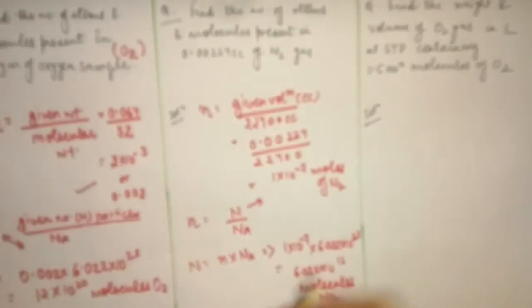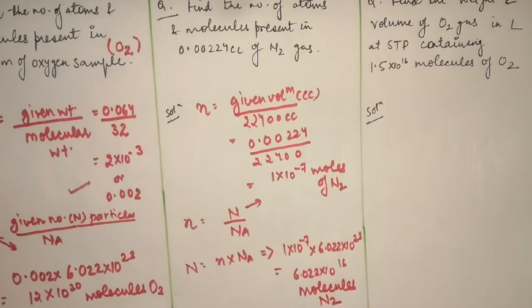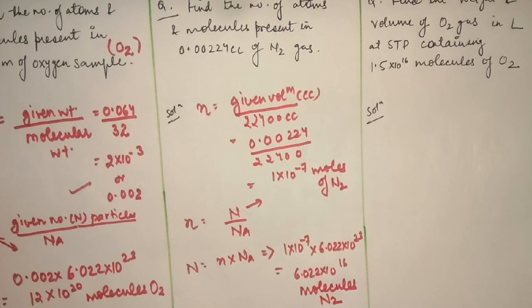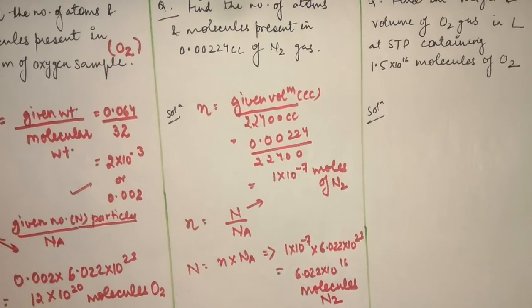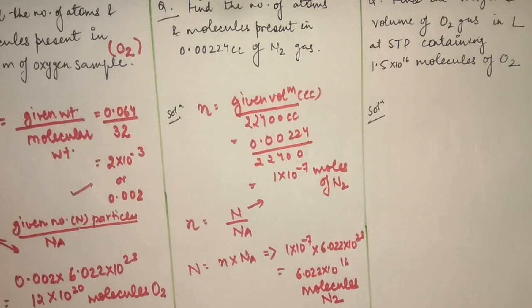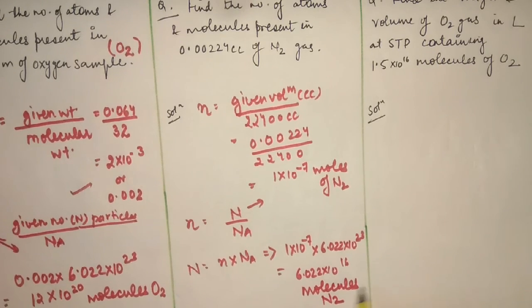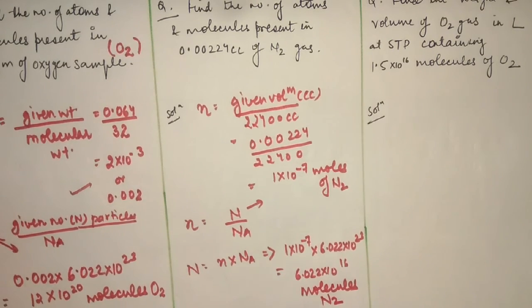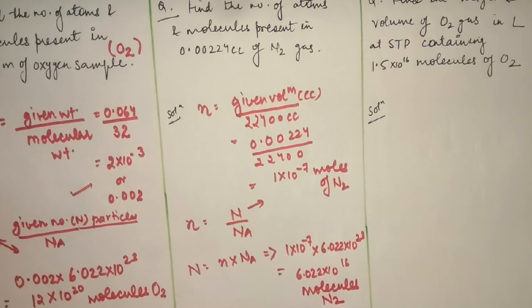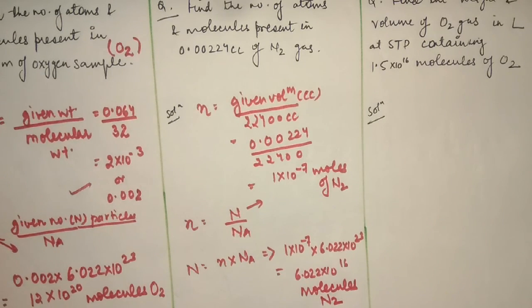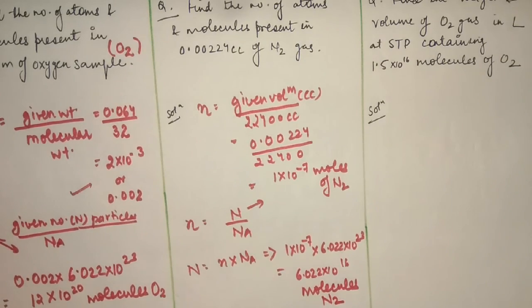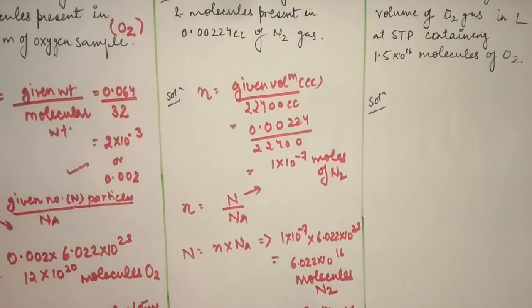You have to calculate atoms also. So one molecule of N2 contains how many atoms of nitrogen? 2 atoms. Therefore, these many molecules will contain 6.022 into 10 raised to 16 into 2. Yes or no? 12.044 into 10 raised to 16. Like that. Yes or no?